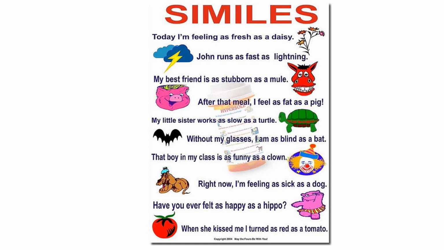That boy in my class is as funny as a clown. So we're comparing the boy to a clown. Always after the as, we have to have something else, a new noun. So: as a bat, as a clown, as a pig, as a mule, as a daisy, as lightning. We're comparing the boy to a clown because they're both funny. Right now, I'm feeling as sick as a dog. Here we're comparing I to a dog, a dog who's feeling sick. Have you ever felt as happy as a hippo?